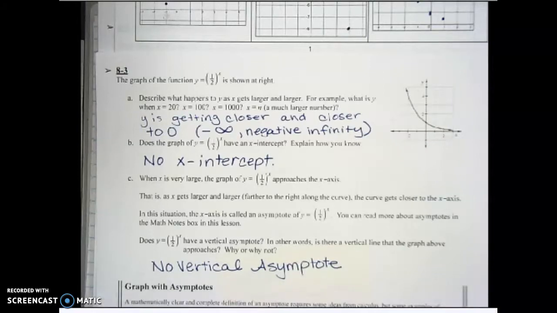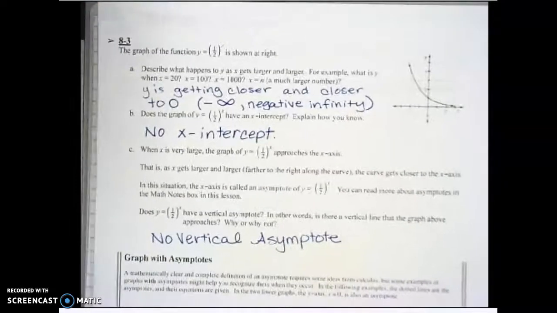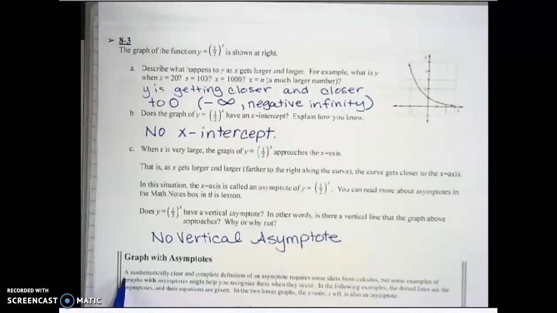Okay? We're going to read the math notes box down at the bottom. And let's see, who do we have today? So the first paragraph. Where's Andrew? This first paragraph right here.